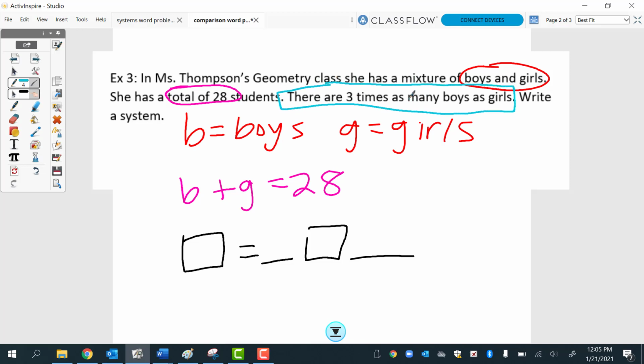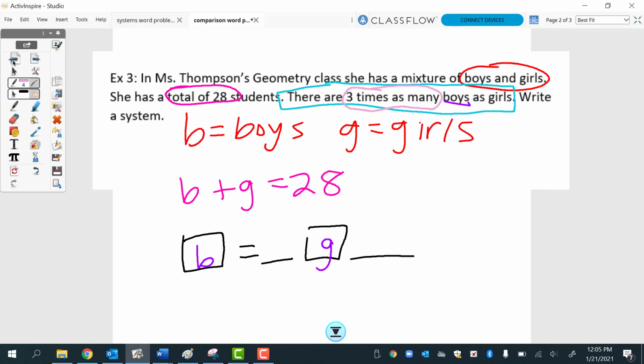In that sentence, did they say boys or girls first? Well, let's read it. It says there are 3 times as many boys. That came first, so it goes by itself. Boys and girls is going to go over here. And what was the number in here? There are 3 times. So I got to figure out, is 3 going to go in the first blank or the second blank?